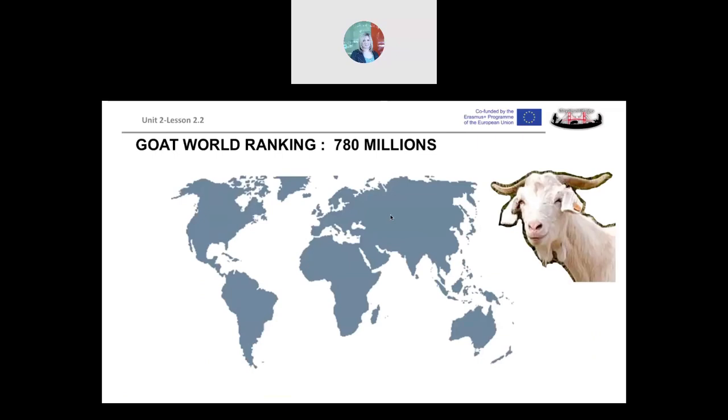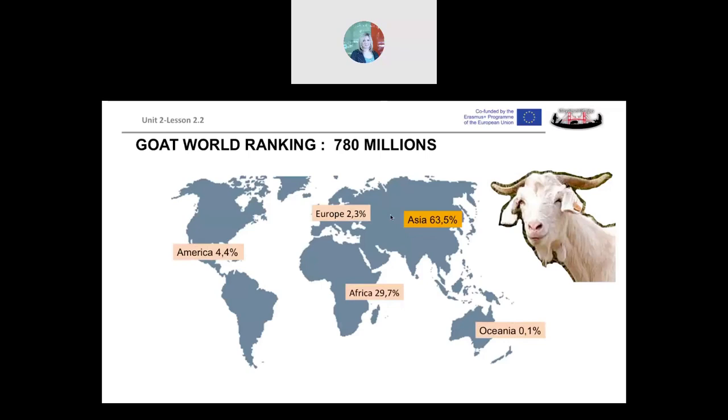The population of goats in the world is now around 780 millions of goats. By regions, the biggest population is located in Asia, with more than 60% of the goats. Then we have Africa with almost 30% of the total population of the world. Then we have America with about 4% of the population. And finally, we find Europe and Oceania.